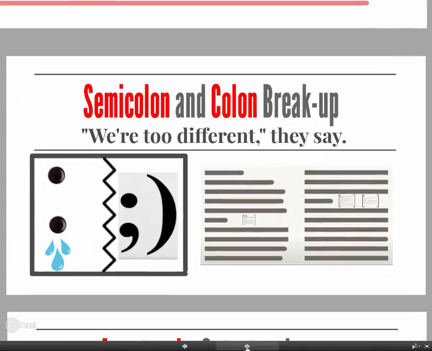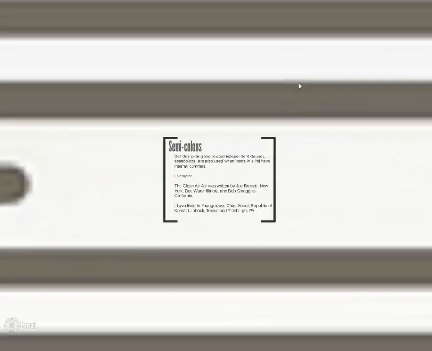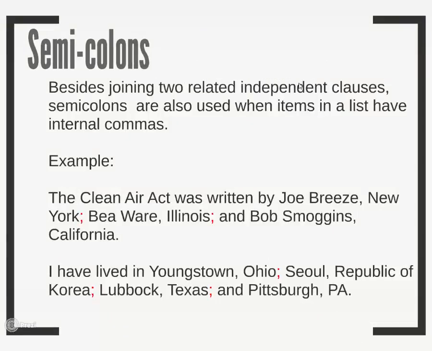Moving right along. We are on to semicolons and colons, right? So, semicolons. As already mentioned, they join two related independent clauses, but they also act as a super comma. So, if you have a list and you have items on that list that have commas, you use a semicolon to make it clear that this is the end of one item and we're moving on to the second item. So in our example, the Clean Air Act was written by Joe Breeze, comma, New York, that's where he's from, apparently. Then we have a semicolon. Beware, comma, Illinois, semicolon, because that's the end of that item in the list. And then Bob Smoggins, yuck, yuck, yuck, comma, California, period.